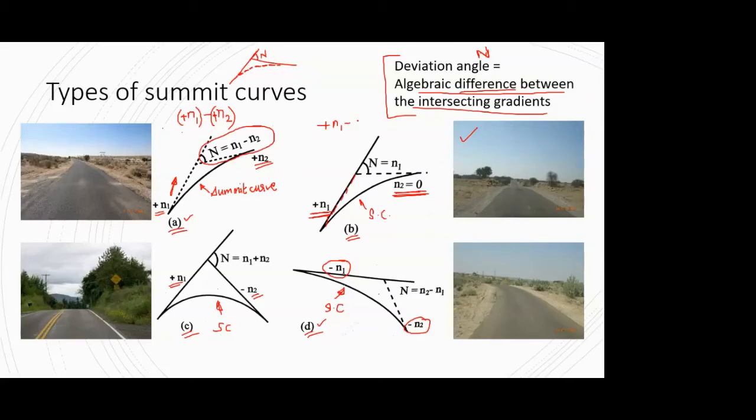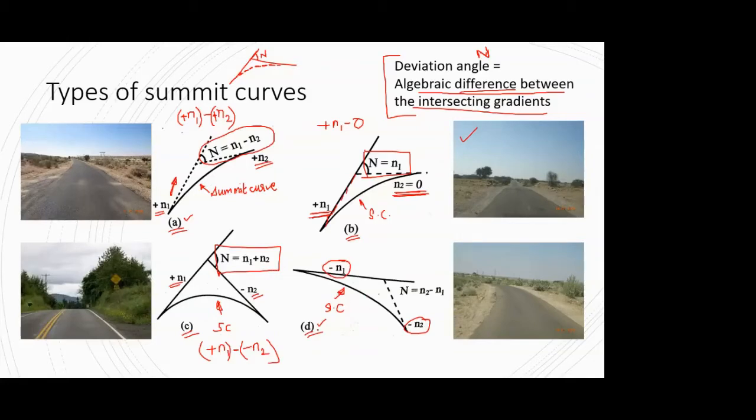Now in this case n2 is equal to 0, so your deviation angle will be equal to your gradient n1. In case C, you have a positive gradient n1 and a negative gradient n2, and then you have to take the algebraic difference of these. So negative negative becomes positive, and you will get a deviation angle of n1 plus n2. Okay.